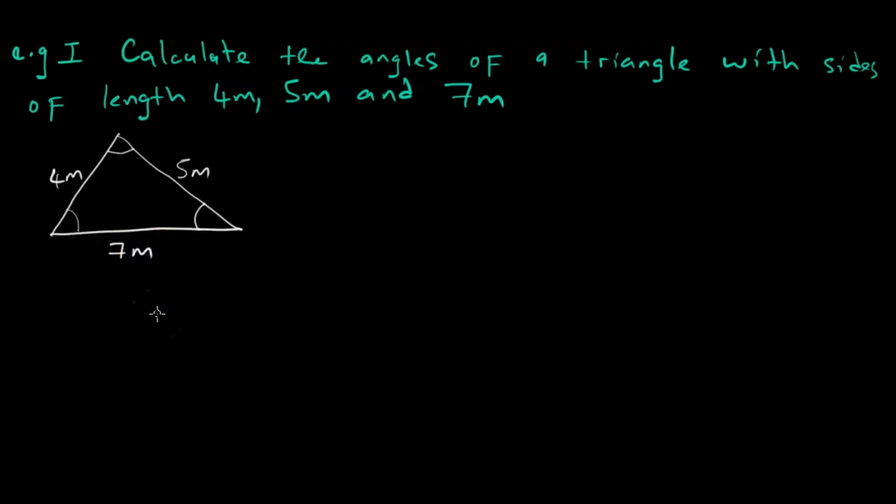So what we start with is assigning. Since our formulas were written in the form ABC, our triangle should be what? A, B, and C. Then if this is angle A, it means A is equal to 7 meters. Then if this is B, B is equal to 5 meters. And if this is C, C is equal to 4 meters. That is the correspondence we were talking about.